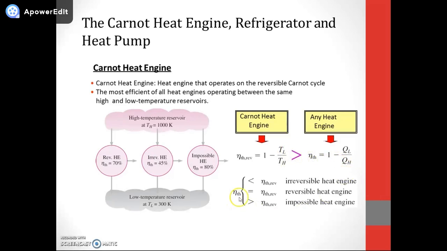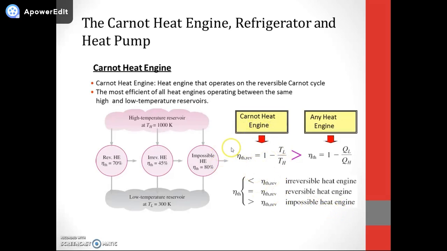So when you identify from your calculations that the value is lower than the reversible, then it is an irreversible heat engine. If it is equal to your reversible thermal efficiency value, it is a reversible heat engine. But if it is bigger than your calculated value, then it is an impossible heat engine.